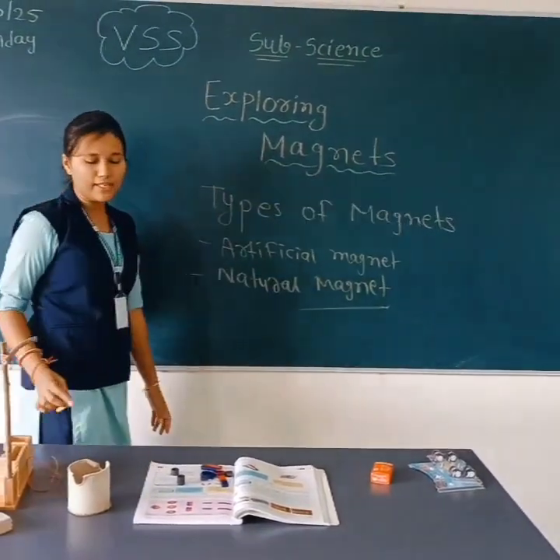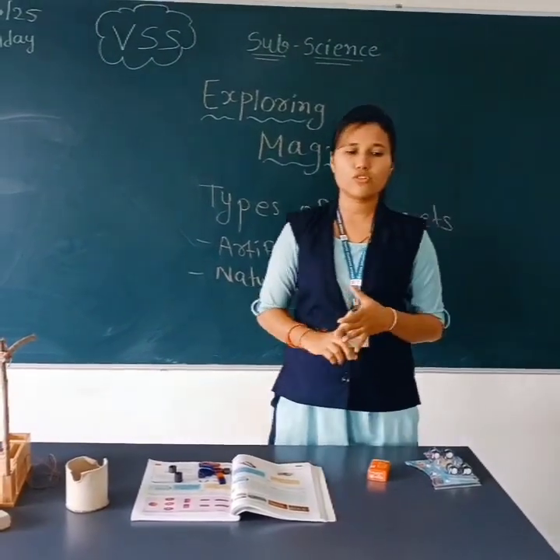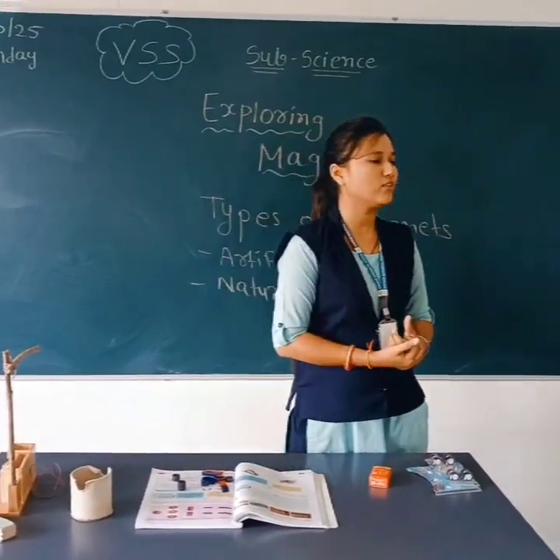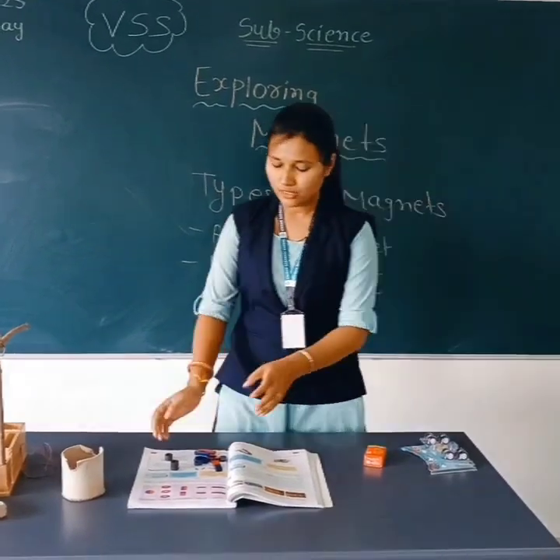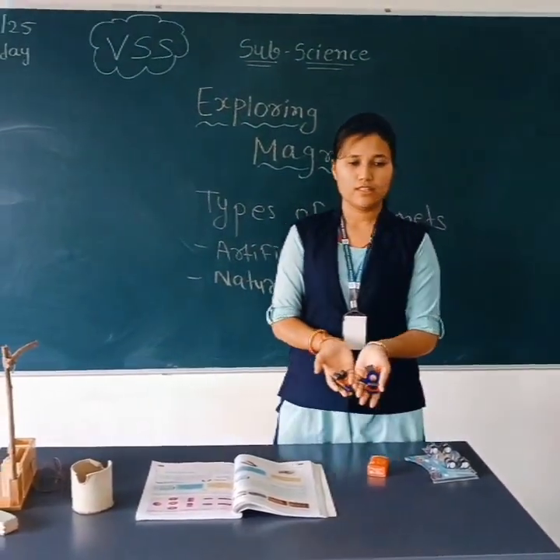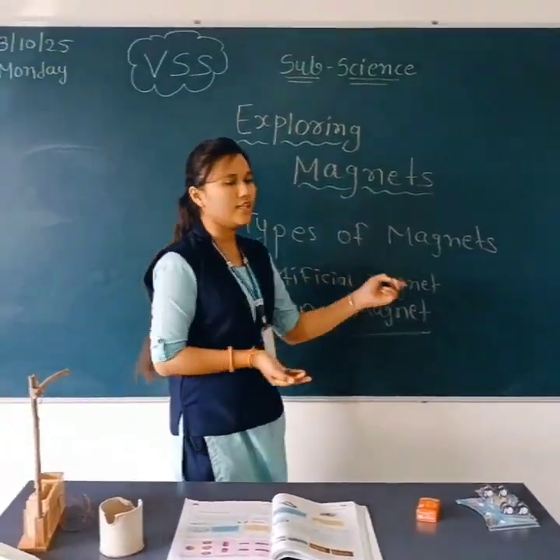Okay. Natural magnet means the magnet that we get naturally, like lodestone. Okay. There are rocks that are naturally provided to us. And artificial means, this is our artificial magnet. Okay. It is a man-made magnet. That is called an artificial magnet.